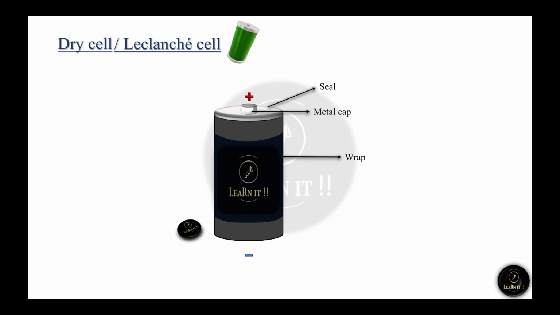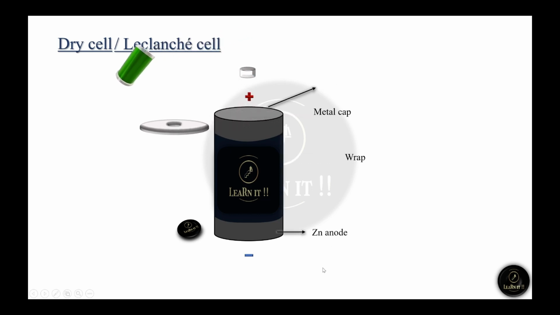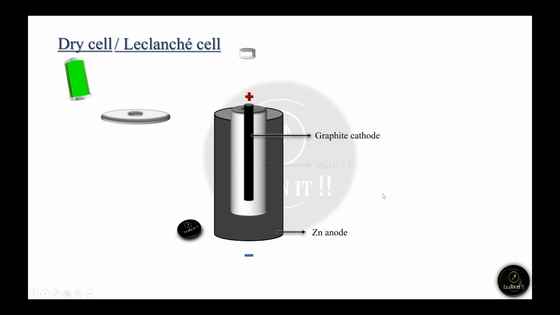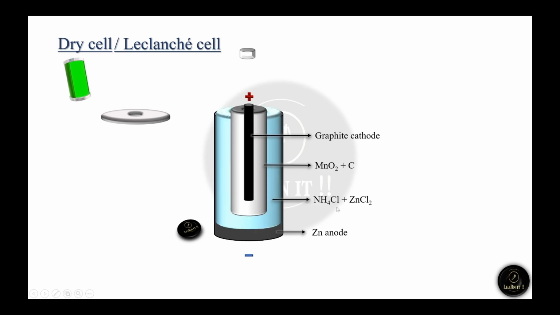If you look at the internal parts, beneath the wrap there is a cylinder made up of zinc which acts as an anode. Under the metal cap we can see a graphite rod which acts as a cathode. Surrounding the graphite there is a layer of manganese dioxide along with traces of carbon. In between the manganese dioxide layer and zinc anode, there is a compartment which is filled with ammonium chloride and zinc chloride. This is about the construction of dry cell.